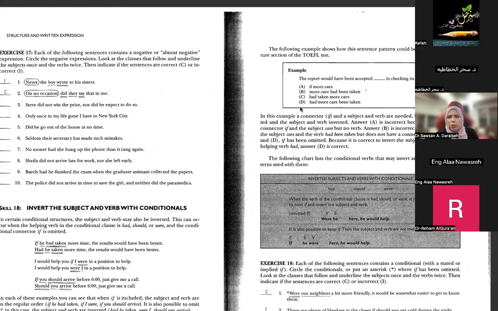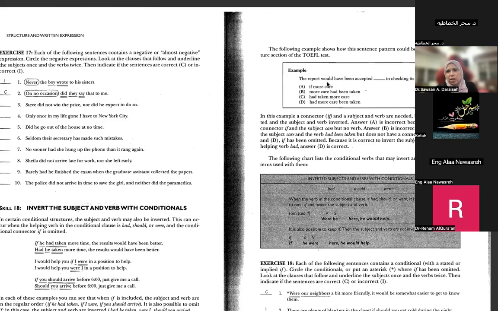Do you know why we're going to go with D? Because this section over here is the if clause. Okay. This section, look at it. It's the main clause. Would have been, this is main clause. So this is if clause. Whenever we have if clause, we have if or we don't have if.